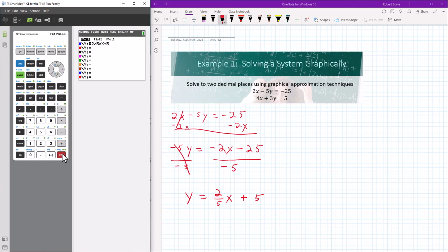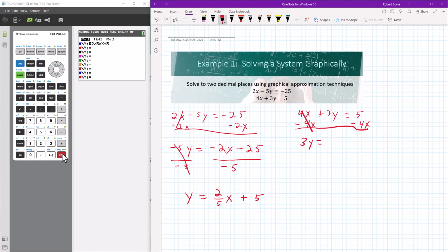Now for the next one, we're going to do the exact same thing. We start off with 4x plus 3y is equal to 5. Subtract 4x from both sides. Sorry about that line there. These will cancel. We will have 3y is equal to negative 4x plus 5. Divide both sides by 3.